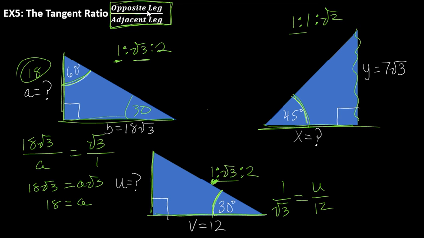Cross multiply, and we're going to get 12 equals square root of 3 times u. Divide by square root of 3 on both sides, we're going to get 12 over the square root of 3, which is bad. So we want to rationalize. And that's going to give us 12 square root of 3 over 3, which in turn is going to be 4 square root of 3, and that is equal to our missing leg u.